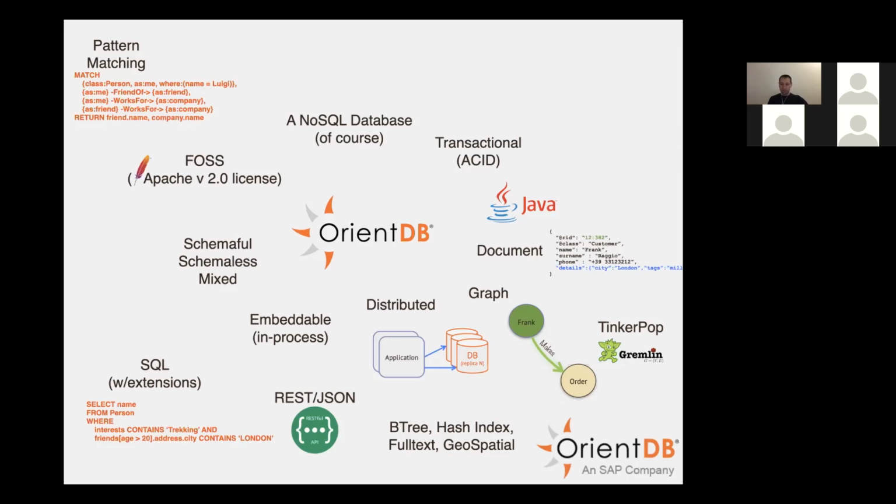OrientDB has a REST JSON API. That means you can do HTTP calls to the OrientDB server and get JSON as a result of your queries.